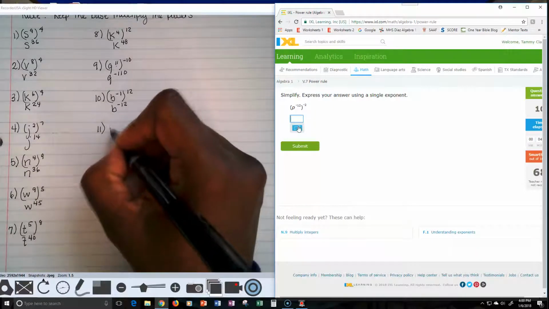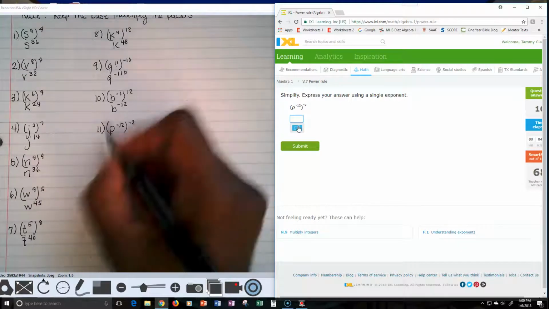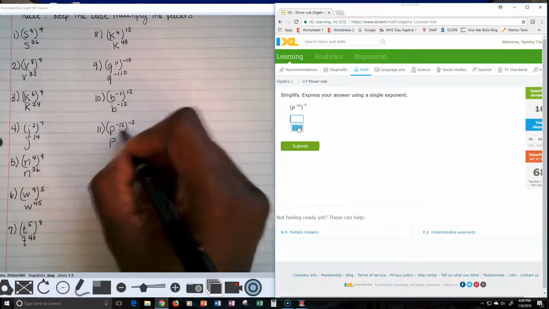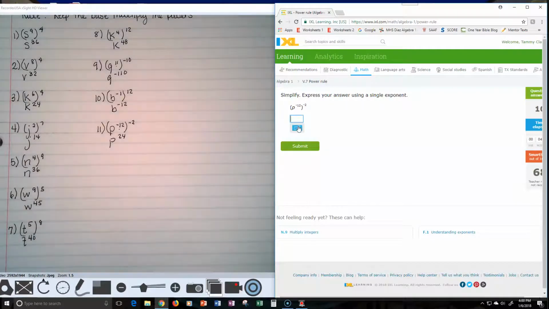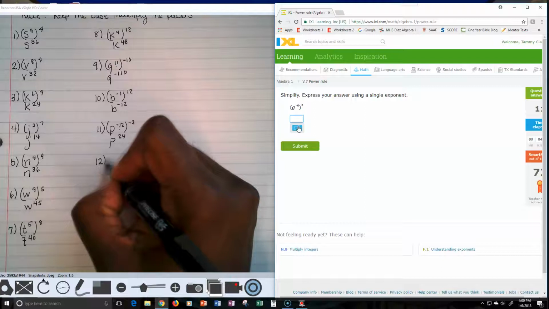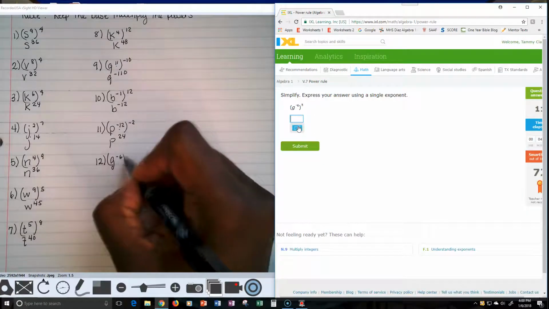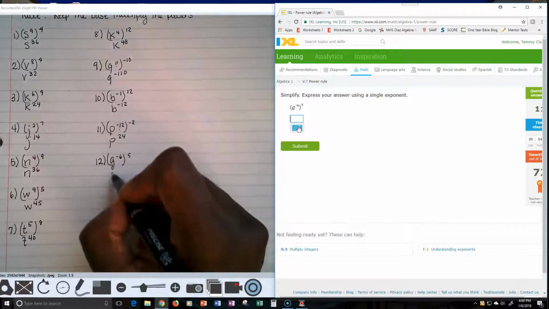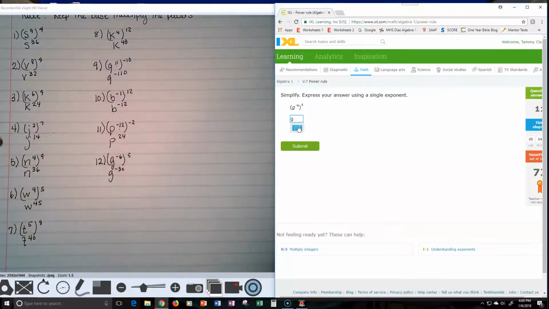11, we've got p to the negative 12 raised to the negative 2. Well, p to the negative 12 times negative 2 is positive 24. So this would be p to the positive 24. 12, we have g to the negative 6 to the positive 5. So that would give us g to the negative 6 times 5 is negative 30. So our answer would be g to the negative 30.